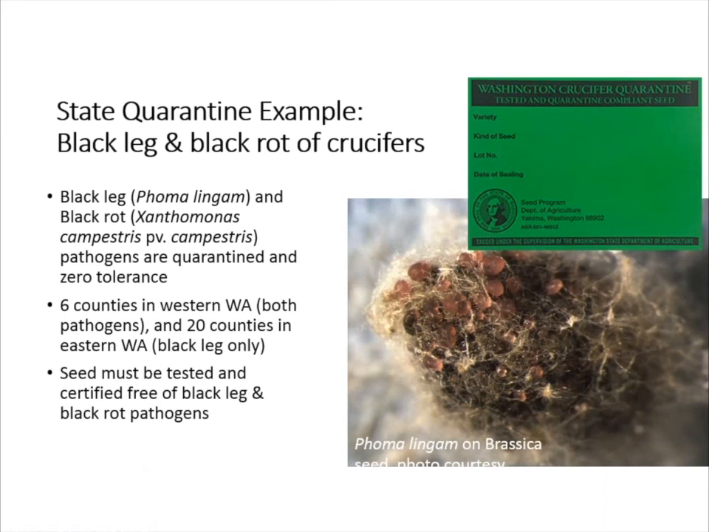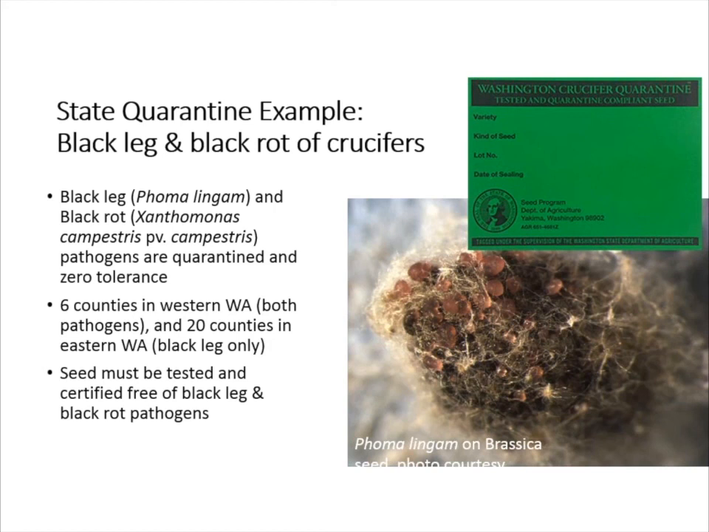So the example I'll give here is the one that I was talking about here in Skagit County, or I should say in Washington. It's the blackleg and black rot on crucifer quarantine. And this is the blackleg, or Phoma lingam, and black rot, which is caused by the bacteria Xanthomonas campestris, is in 6 counties in western Washington. And actually blackleg has just recently been extended, I think this was last year, to 20 counties in eastern Washington. And this does not apply for black rot, just the blackleg. And these are zero-tolerance pathogens, as they do not currently exist, at least to our knowledge, in these quarantine zones.